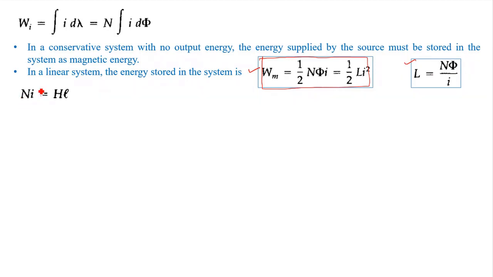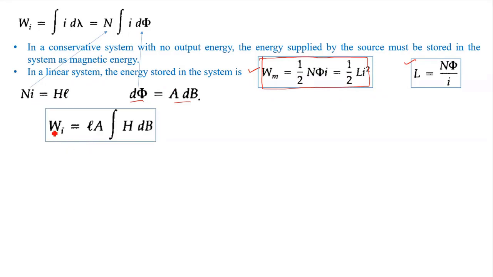So Ni is equal to HL. We know this because Ni is your MMF, which is nothing but equal to HL, the magnetic field intensity times the length through which the flux is passing. And d phi I know is A dB, right? Just by substituting Ni equal to HL and d phi equal to A dB, my expression for the input energy will become the integration of A L H dB.